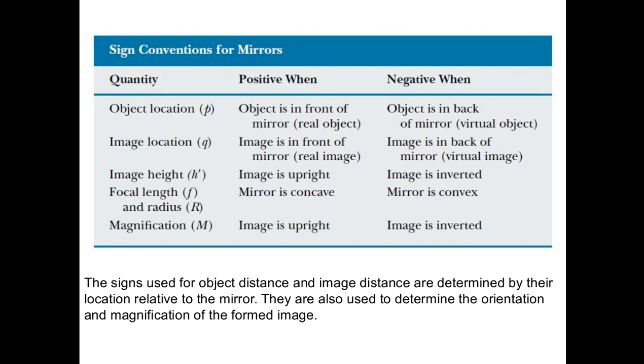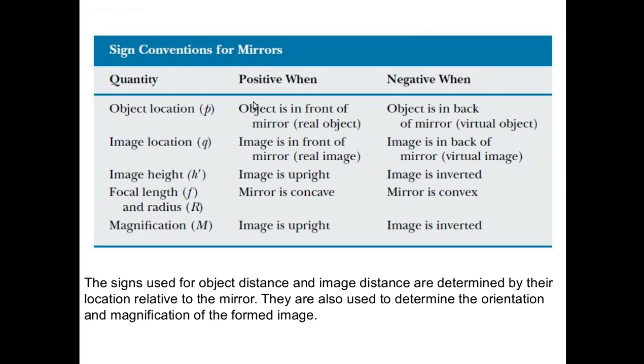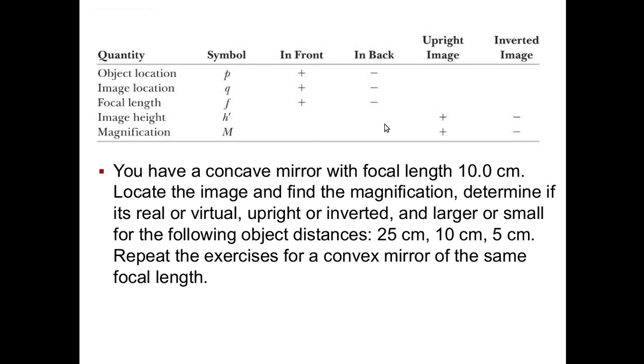Like I said in the last slide, if the image is upright, magnification will come back positive. If the image is upside down or inverted, the magnification will come back negative. And that will depend on the signs of p and q, because magnification is negative q over p. So it depends on the object distance and the image distance signs. So this is another table of signs. It basically says the same here. We're using positive and negative signs. So if this is easier to read, feel free to use this.